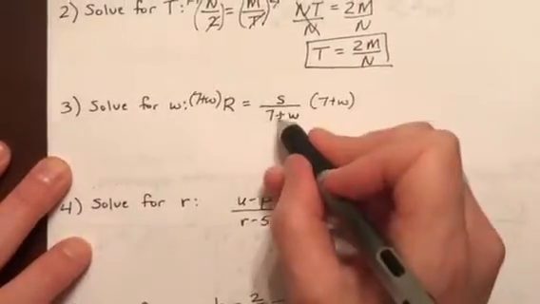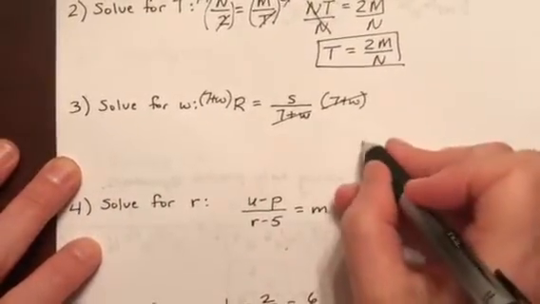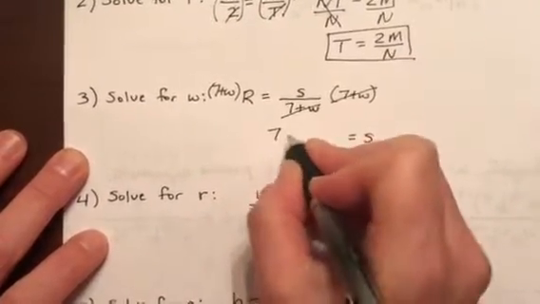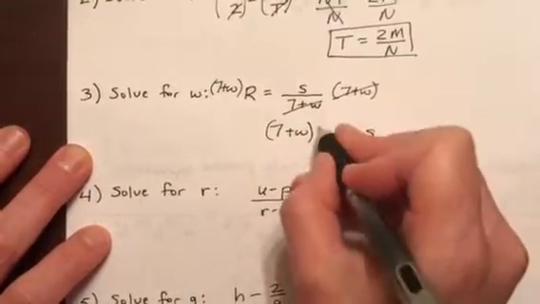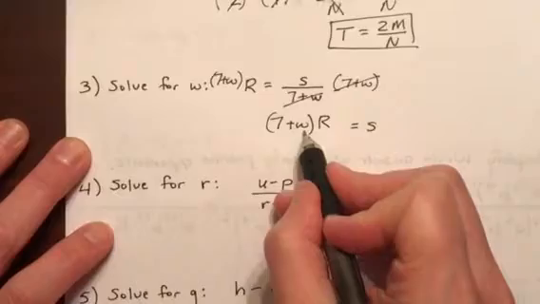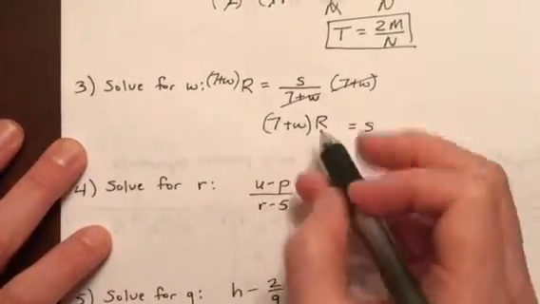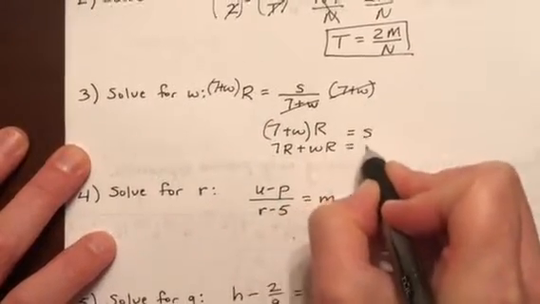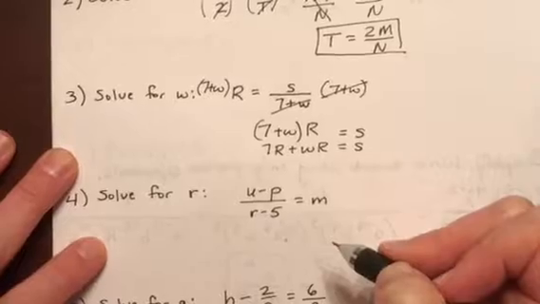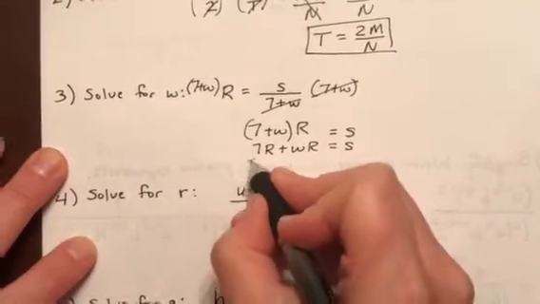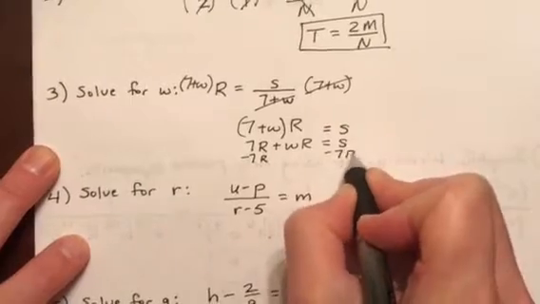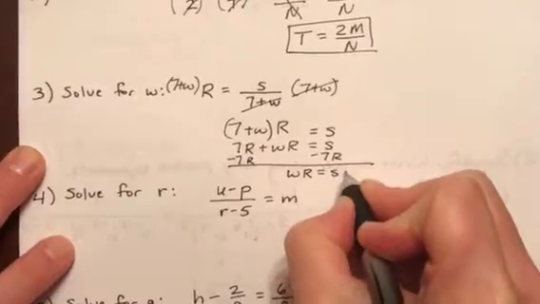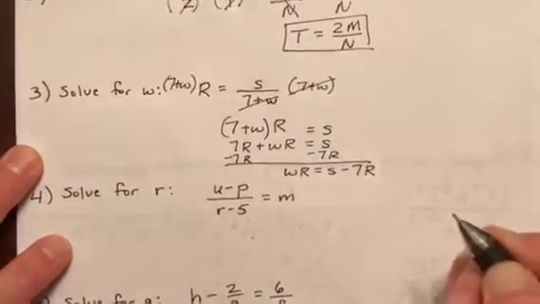Okay, and so on the right side, the 7 plus w's would cancel out, leaving us with just s. On the left side, we have 7 plus w, that quantity times r. Since we want to solve for w, let's go ahead and distribute this. So we have 7r plus wr equals s. And next, we want to subtract the 7r from both sides.